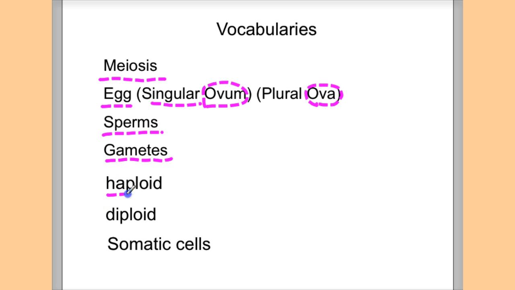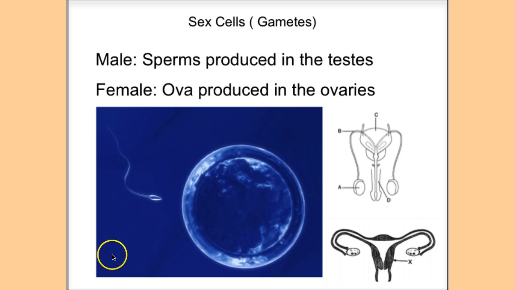Our next vocabulary words are sperms, gametes, haploid, diploid, somatic cells, and there are other words that we will encounter during this lesson. I do not really want to confuse you or put too much on your plate, so let's just stick with these few at the beginning and I'll repeat them again. It's meiosis, egg, ovum, ova, sperms, gametes, haploid, diploid, somatic cells.